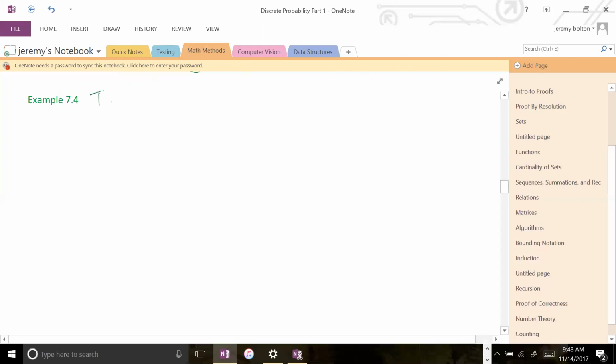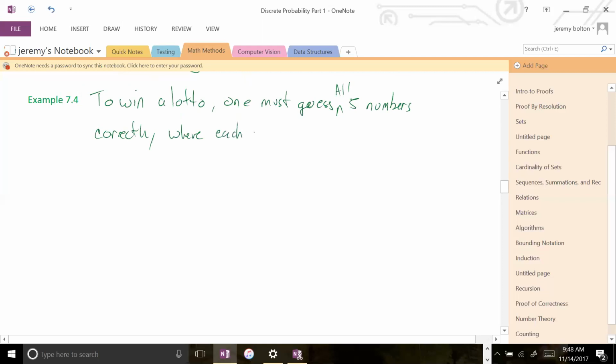So to win a lotto, let's say one must guess five numbers, right? We'll say all 5 numbers correctly. Where each number is drawn from the set 1, 2, all the way up to 30. All right. Again, for the purposes of this lotto, we would need to specify whether order matters or whether it doesn't, and whether there's repeats or not. So here we'll say there's no order and no repeated values. So what is the probability of winning?